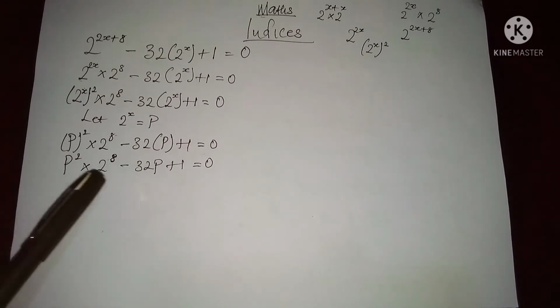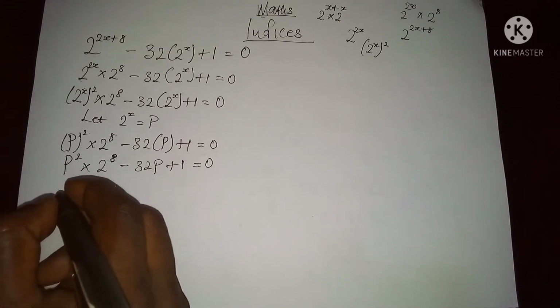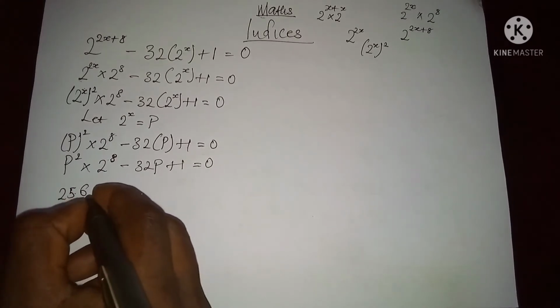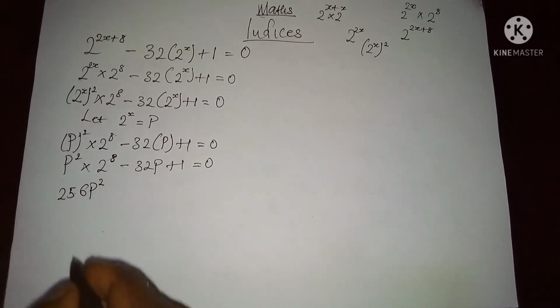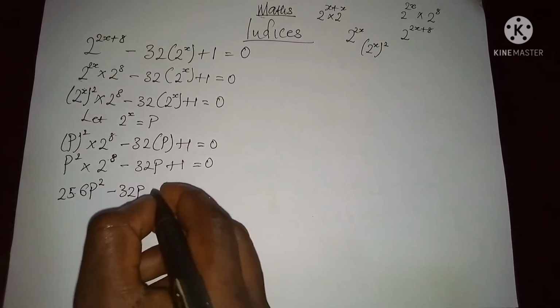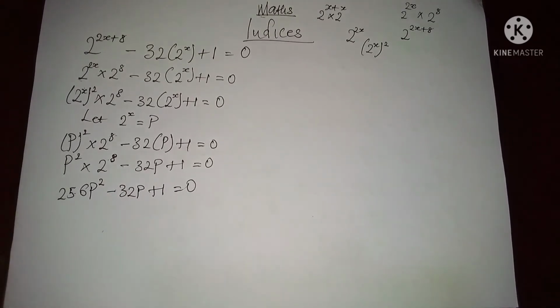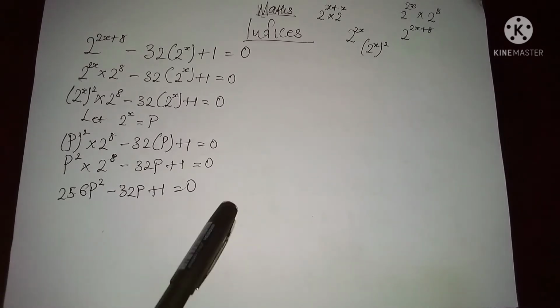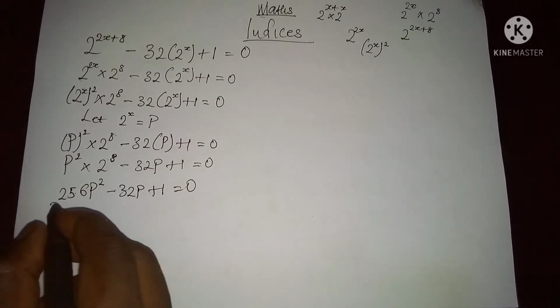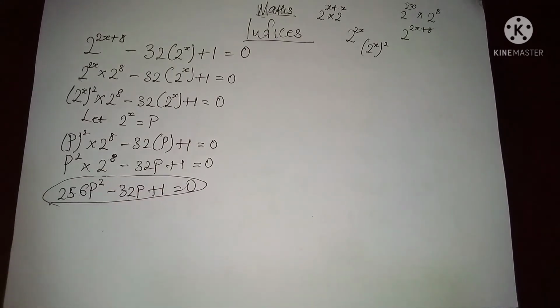So if I multiply what I have here, I have 256p squared minus 32p plus 1 is equal to 0. If you take a close look at this, you will understand that what we have here is a quadratic equation. So we are going to solve this problem quadratically.